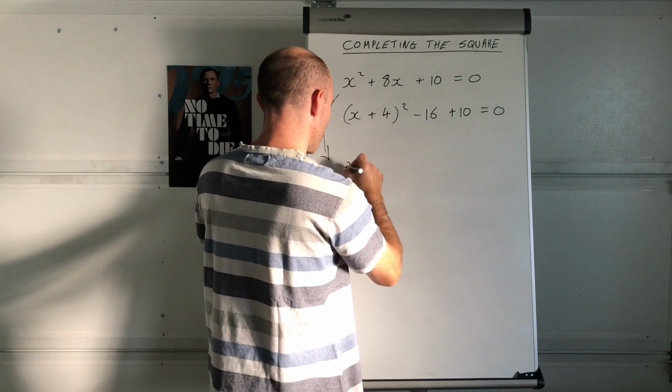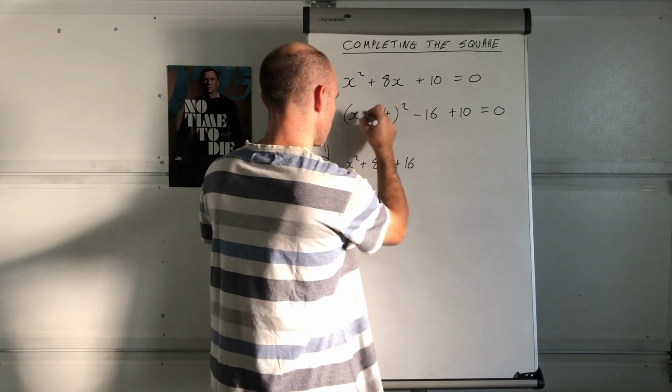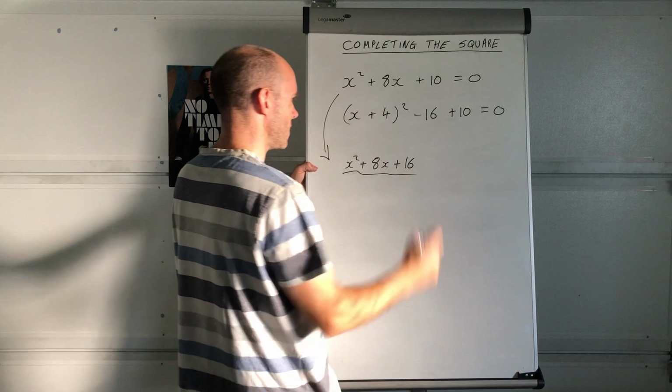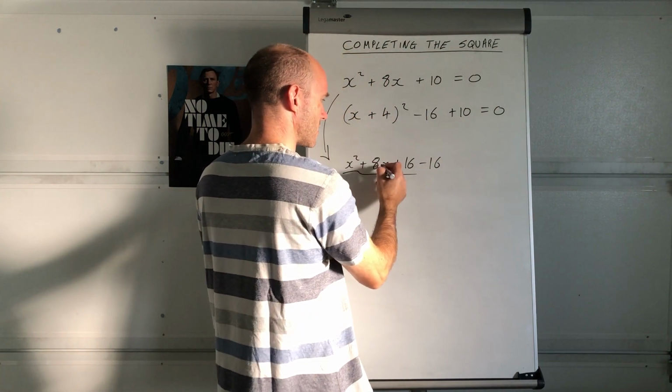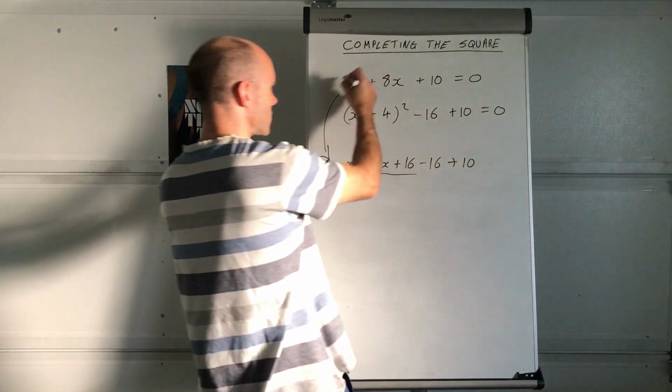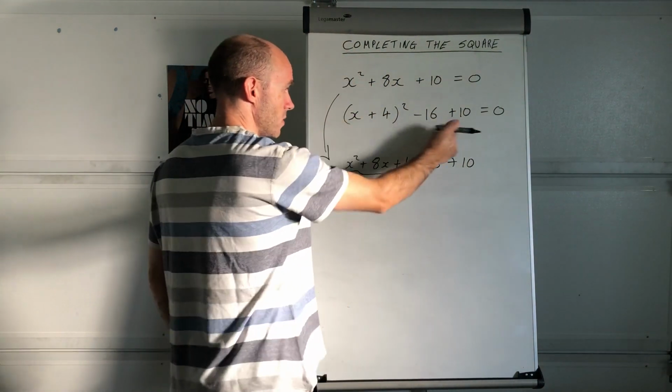This bit here gives us x squared plus 8x plus 16. That's the brackets if you want it expanded. Okay, if I subtract 16 again, I get x squared plus 8x and then plus 10. Can you see that these two are exactly the same? Okay, and that's why I'll be using that method.